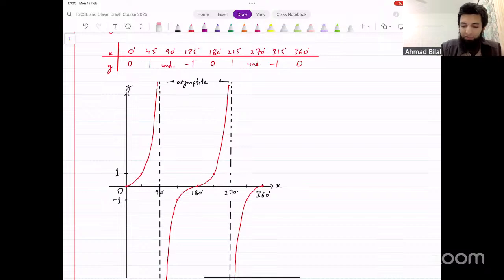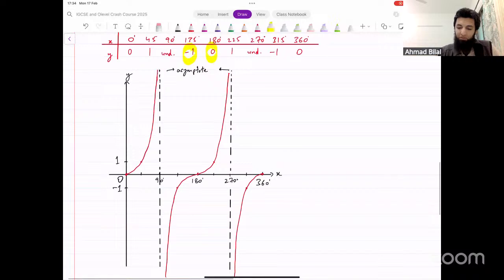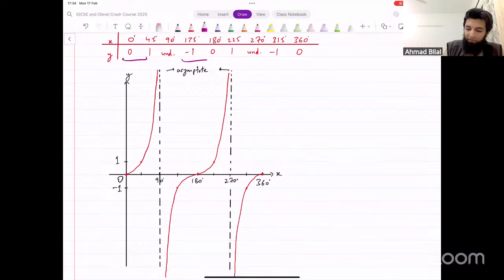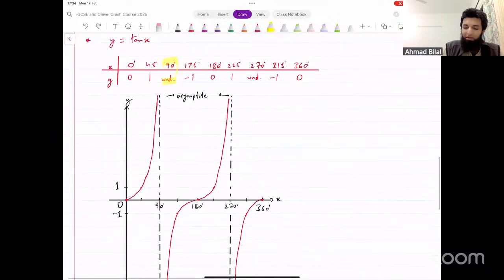For an interval of 45 degrees, you start at 0, and then at 45 it becomes 1. At 90 it's undefined. That means it's going to go up like this. Okay. And then from 90 to 180, it goes from -1, 0, 1, and then again -1, 0. So the values are going to follow the same pattern: 0, 1, -1, 0, 1, -1, 0. Okay. And then at 90 or 270, it's undefined. You need to remember that it's undefined at these two particular values of x.